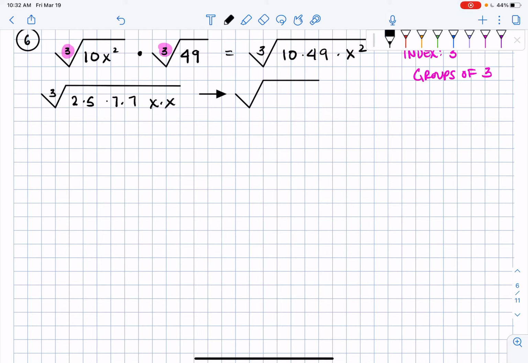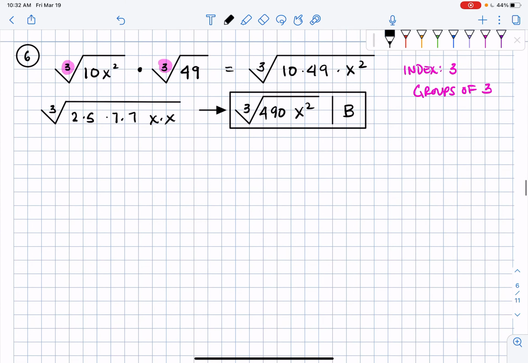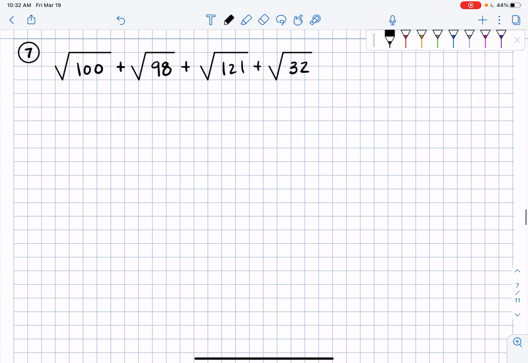The 10 times 49 is going to be 490. And the x squared. Let me write the 490 a little better. There we go. So 490x squared, and it's a cube root of that. And this is number 6, so that's going to be choice B. All right. There you go. Since there's no groups of 3, I can't do anything else.